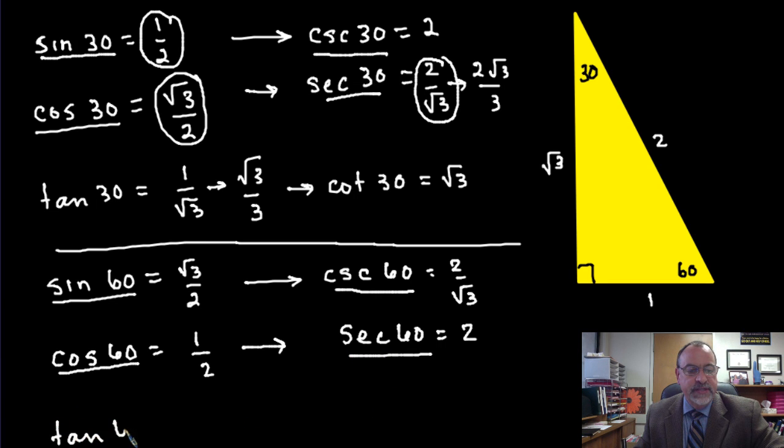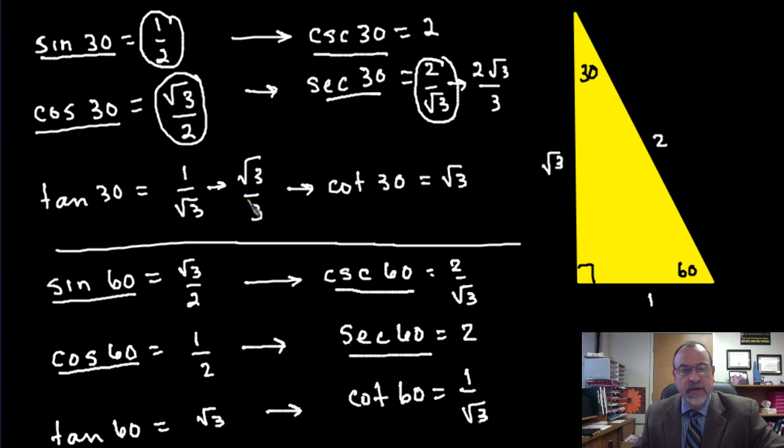And then if we do the tangent of the 60, opposite over adjacent, radical 3 over 1. Notice that is the reciprocal of this. And then if we look at the reciprocal function, the cotangent of the 60 is the reciprocal of what I have here, 1 over square root of 3. You notice that's the same as the tangent of the 30. So the tangent of the 60 is the same as the cotangent of the 30, and the cotangent of the 60 is the same as the tangent of the 30. So that's kind of the connection between sine and cosine.